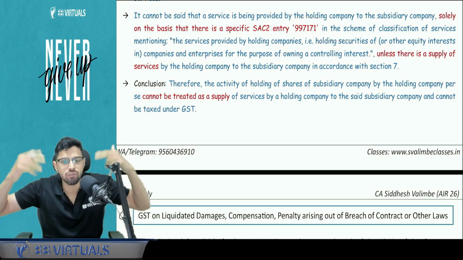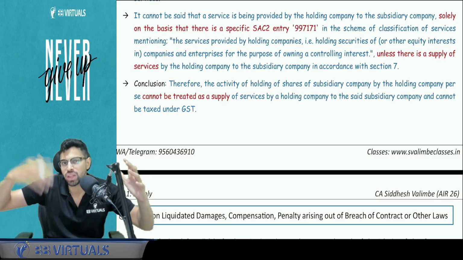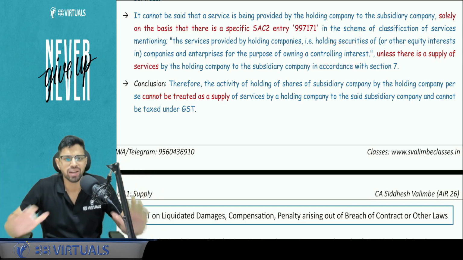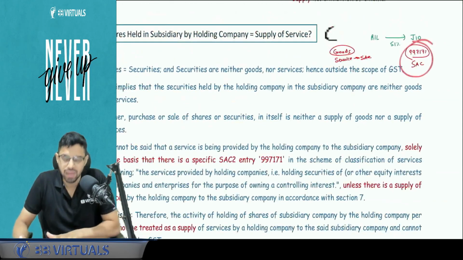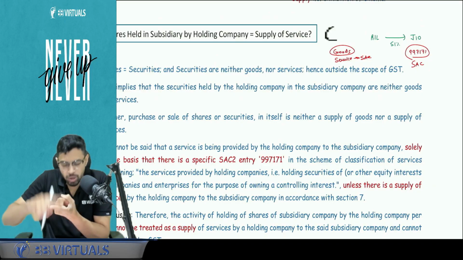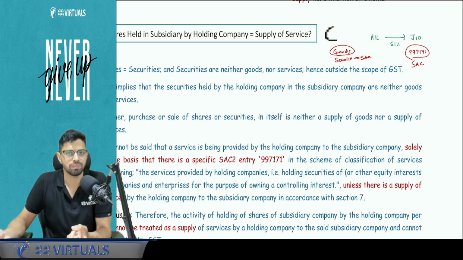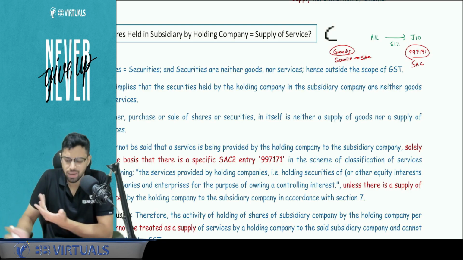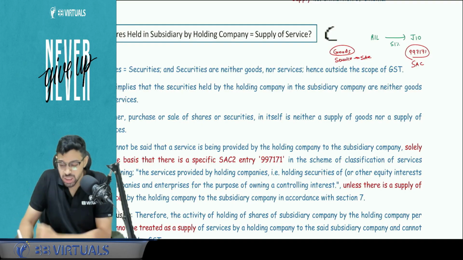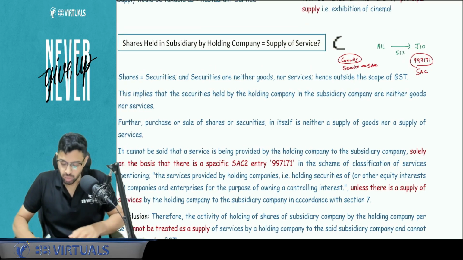So this created confusion in our minds, in the market, that maybe holding more than 50% shares, that is controlling interest, is a supply. Government clarified that no, just because there is a SAC entry does not mean it is a supply. For supply, you need to have the parameters of section 7. There should be goods or services. Here there is no service, and securities are not goods. There is no consideration. Business is there, but the parameters of supply are not fulfilled. There is no supply happening here. So just because there is a SAC entry does not mean that it becomes a supply. Is this clear? Yes. Come on, let's move to the next.